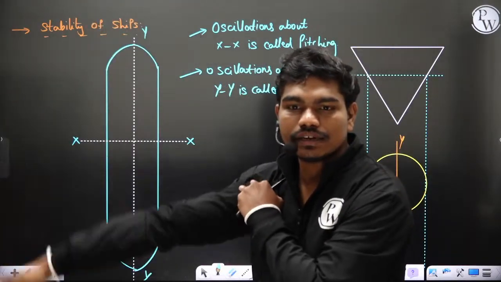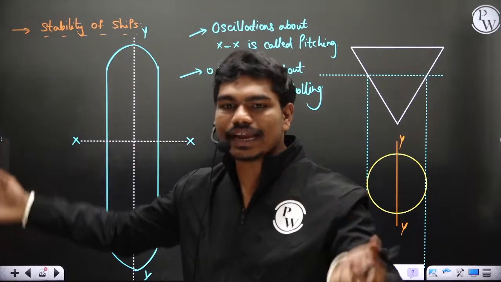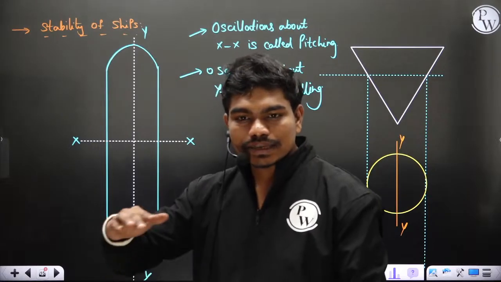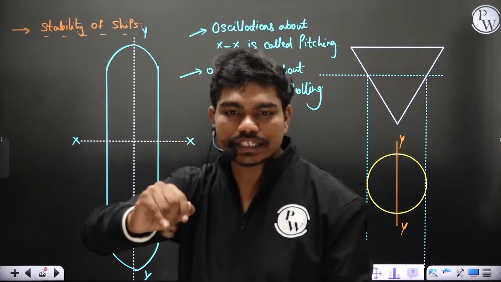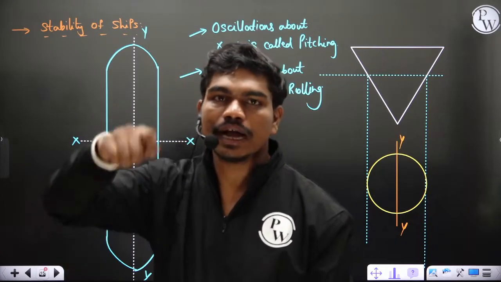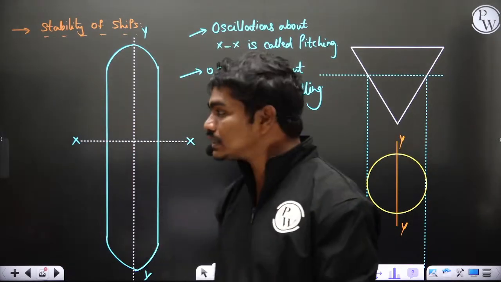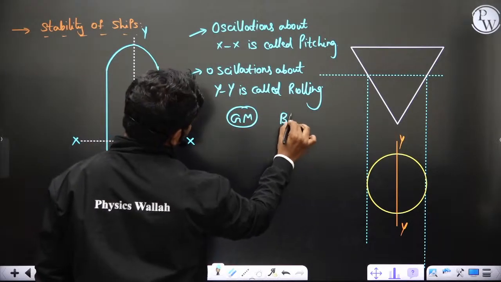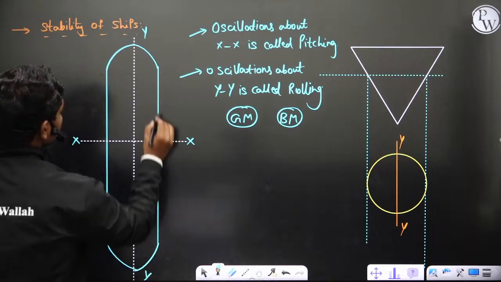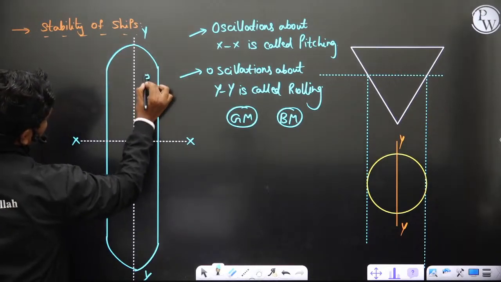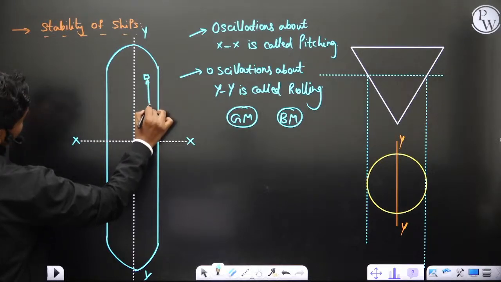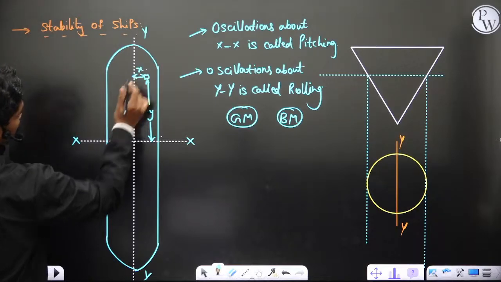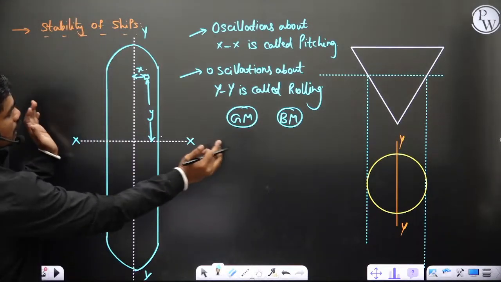So pitching can happen at very high amplitudes, but the ship will still be in a stable position. Rolling is highly dangerous, and all the mechanical balance failures of ships are due to rolling. The reason is that GM depends on BM. If you take the moment of inertia about this body, this is large, and similarly here it is generally small, and clearly the length of the ship is many times larger than its width.